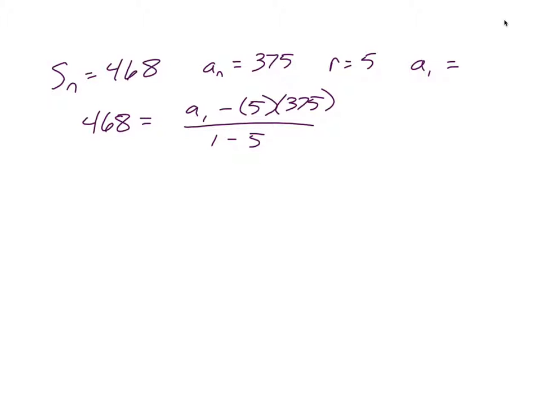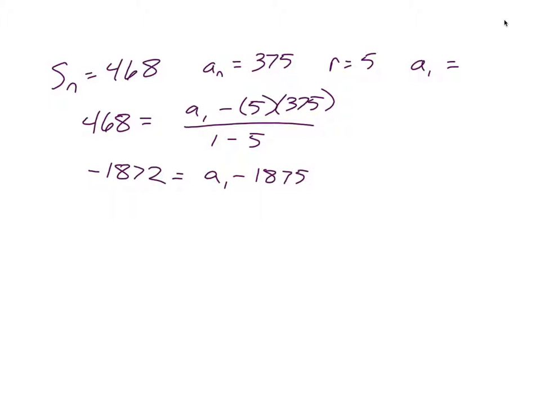So 1 minus 5 on the bottom is -4. What do I do with that -4? Multiply by 468. So that gives me -1872. And multiply there, I believe it's 1875.